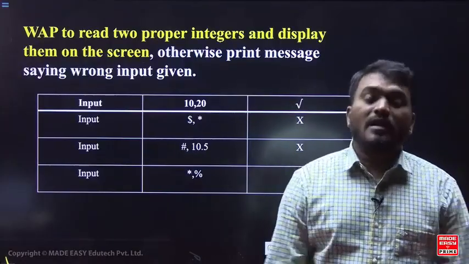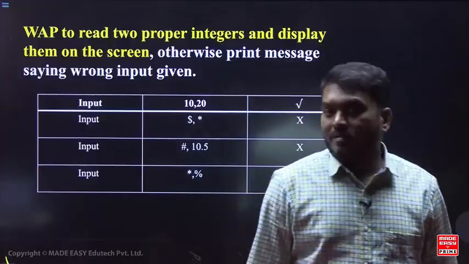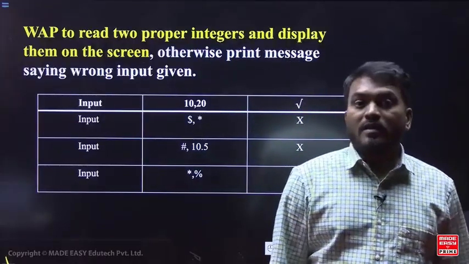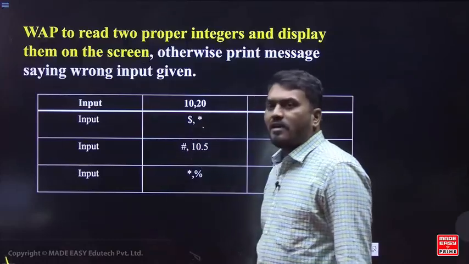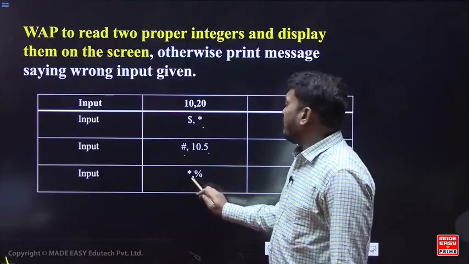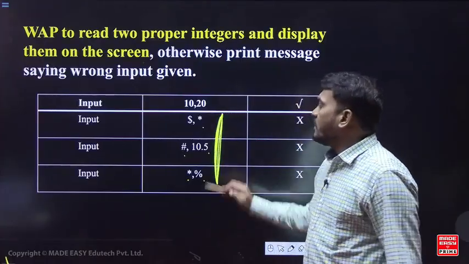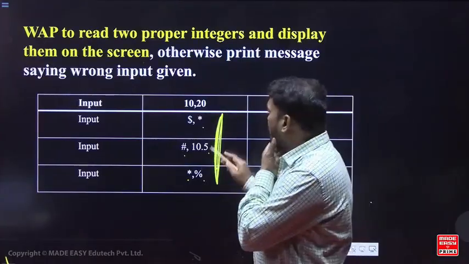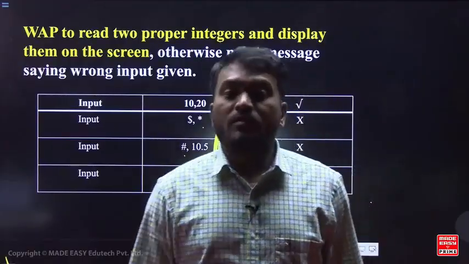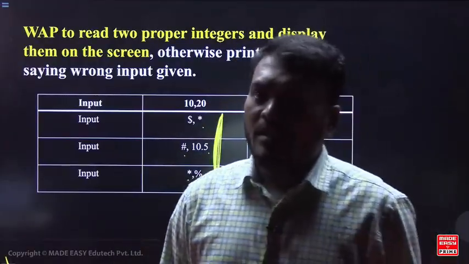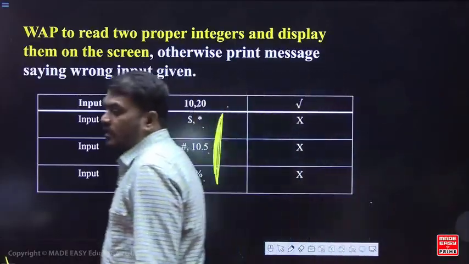I want your date of birth and next, year of birth. Date is an integer, year is an integer, but you don't want to reveal your date and year and you are simply giving dollar and next star, or some different inputs. So in case the user is giving different input, what do you have to write? You have to print the message wrong input given. If he is giving two proper integers, then you should accept it. So this is my requirement.